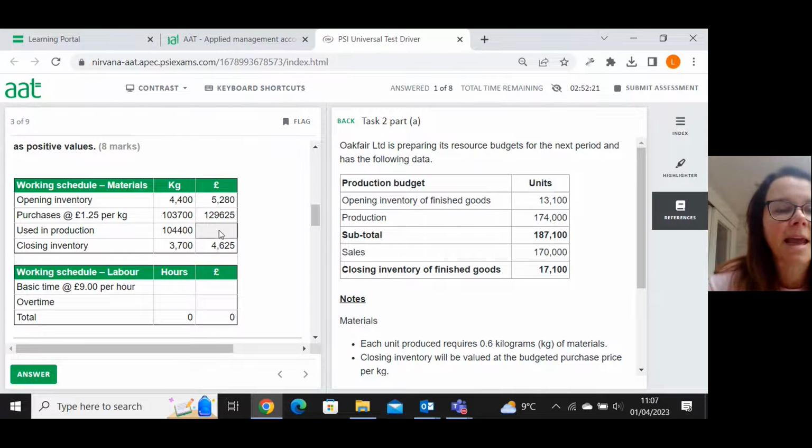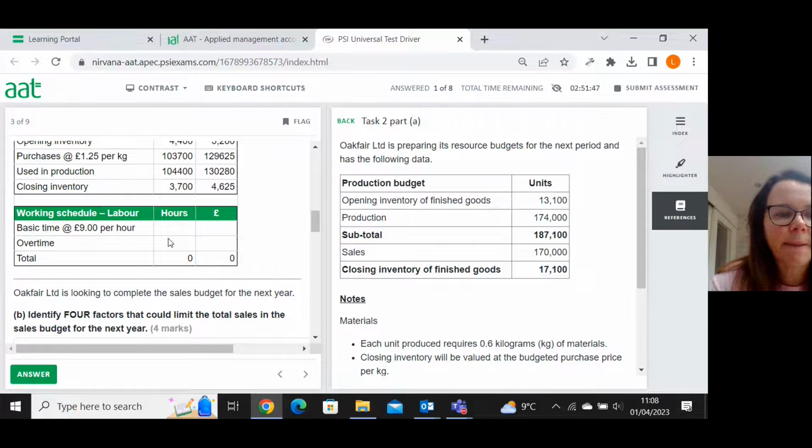129,625. And then the used in production figure is going to be, so basically the opening inventory plus the purchases has got to be equal to what's used plus the closing. So if I do 5280 plus 129,625 and then subtract the 4,625, then I get 130,280 used in production.